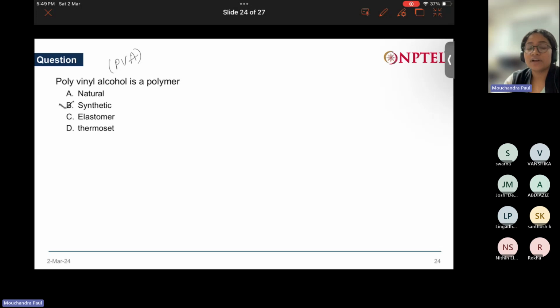There's another class of polymer called thermoplastic, thermosetting and thermoplastic. With thermoplastics, you can reheat it and convert it into liquid as many times as you like. And once it converts to liquid, it will transform into a solid structure. That is called thermoplastics. Okay, so these are again another classification of polymers. So polyvinyl alcohol is a synthetic type of polymer.